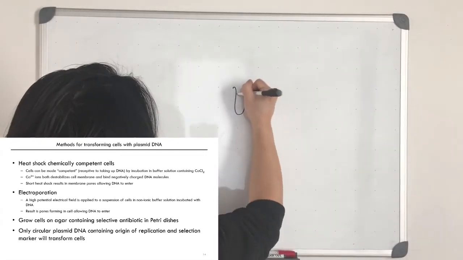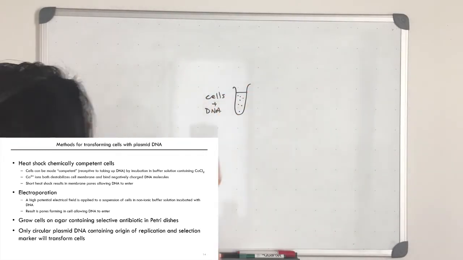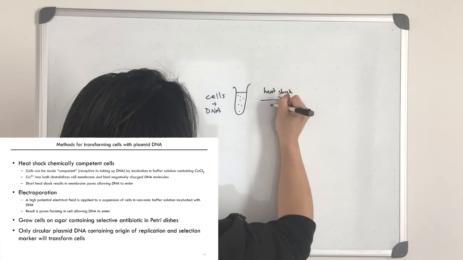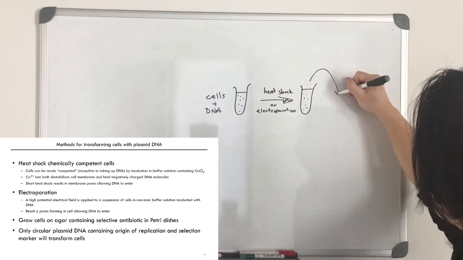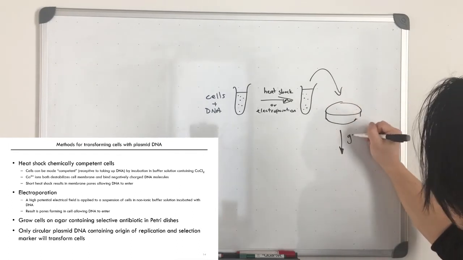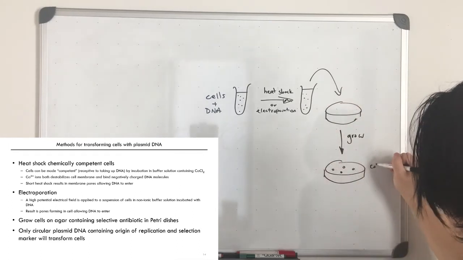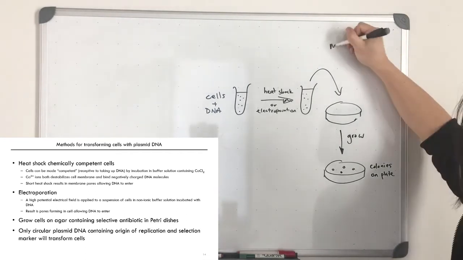When you carry out this procedure, either by heat shock or electroporation, you have your cells in a tube. You transform them and plate them onto agar with selective antibiotic, or whatever you have a selection marker for. You let the cells grow, and then you isolate colonies.